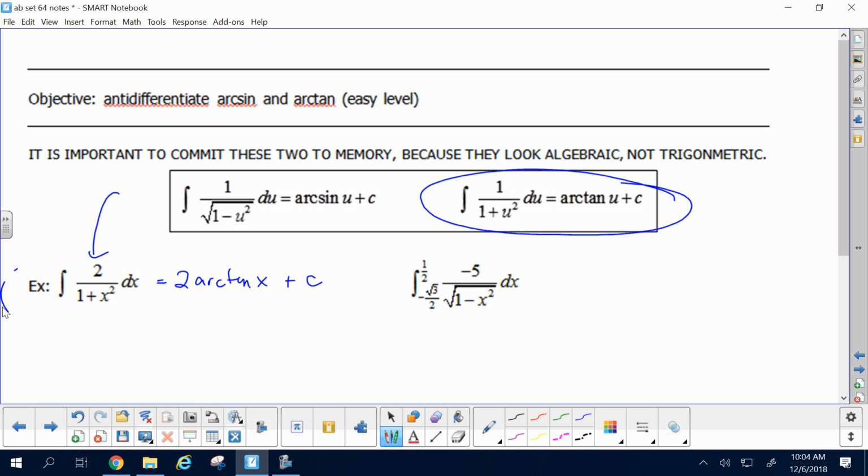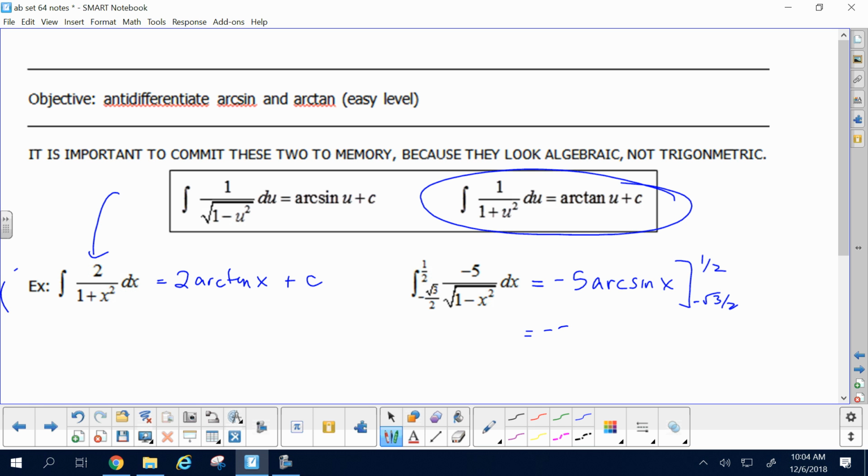That derivative must have come from taking the derivative of arctangent, right? All right. So this guy, take the antiderivative. What does that kind of look like? Arc sine. The -5 comes along. -5 arc sine of x. This time I also have to evaluate it.